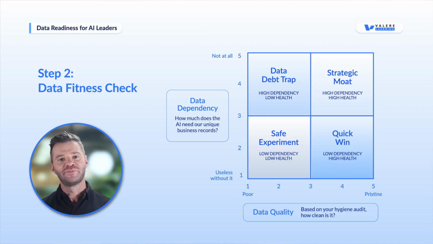On the top right, if your use case lands here, you're in good shape. That means that the AI needs your data and the data is clean. This is your highest ROI. This is really like your most defensible project. It will usually give you a strategic moat.